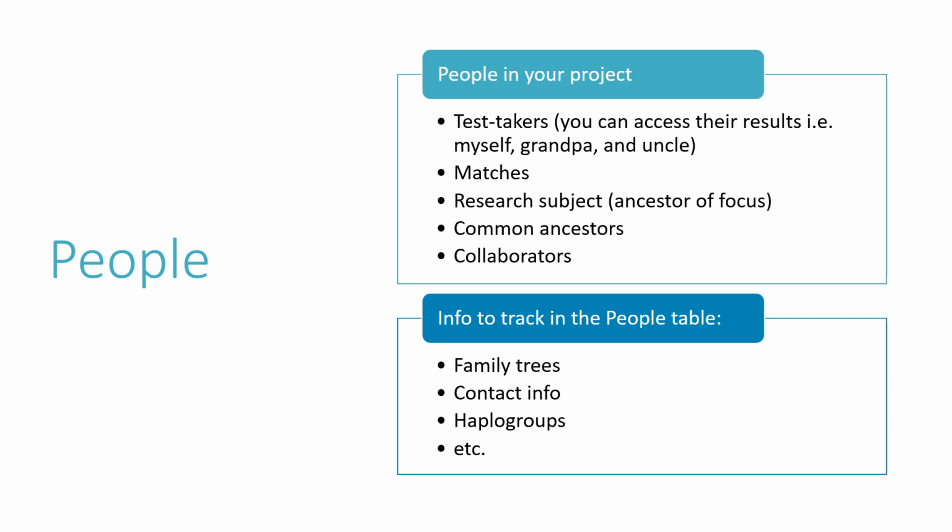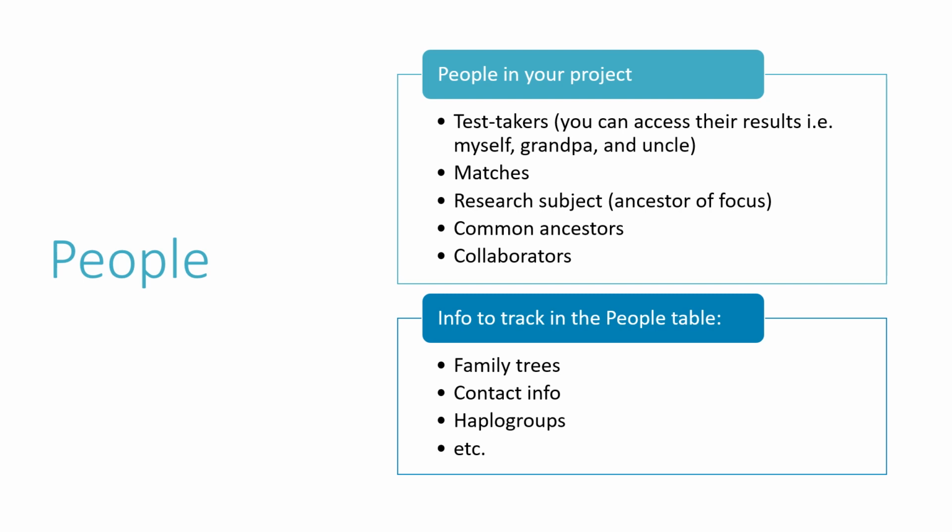You also can add other common ancestors to your people table. So if the common ancestor is your grandparent or great-grandparent, you can add them, but maybe they're not your research subject. Maybe your research subject is your 3rd great-grandparent. So you'll have common ancestors of different levels that will probably be relevant to your project. You may also want to add the names of different collaborators who you're sending messages to and from, even if they're not your matches.